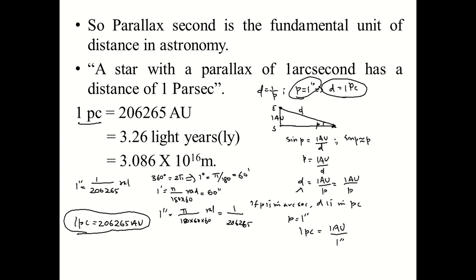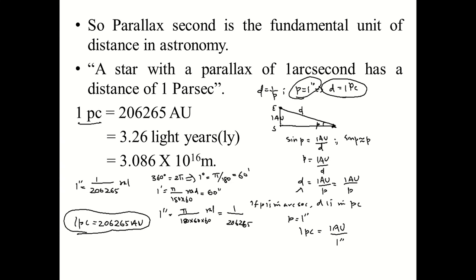In the beginning I told you that another unit of distance in astronomy is the light year. We will define what a light year is a little later. So just remember that 1 pc is equal to 3.26 light years. How this conversion is brought about will be discussed after discussing what a light year is.